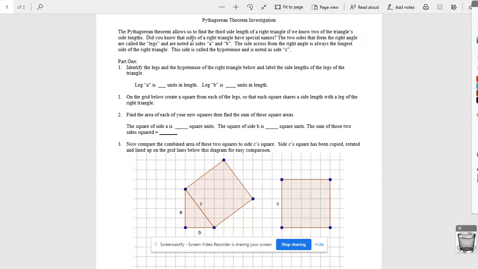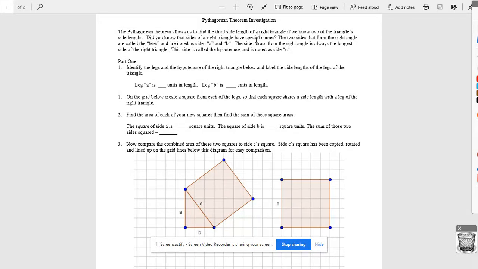So, for starters, the Pythagorean theorem allows us to find the third side of a right triangle. Keywords being right triangle here. It has to be a right triangle. If we know two of the triangle's side lengths, then we can find that third side.